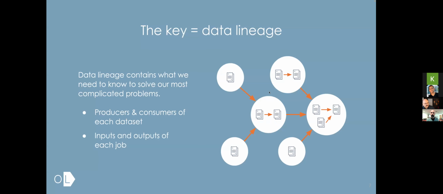Data lineage is a record of the producers and consumers of each data set. And it contains what we need to know to solve the most complicated problems that we have in data engineering, the problems that go beyond just one pipeline and have ecosystem consequences. Data lineage records the producers and consumers of each data set and the inputs and outputs of each job. It's a very simple thing, actually, very simple idea. Just keep track of where all the data came from and where it all went. However, put into practice, this gets a little bit more challenging.